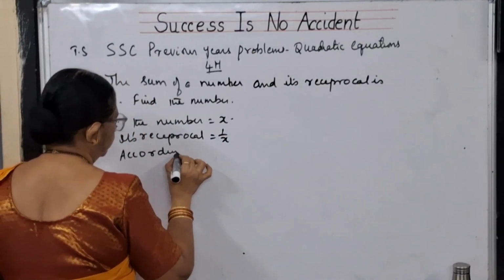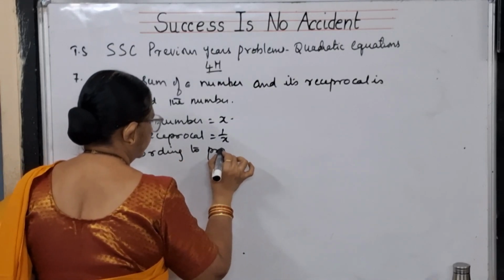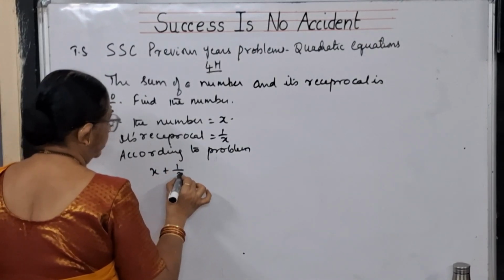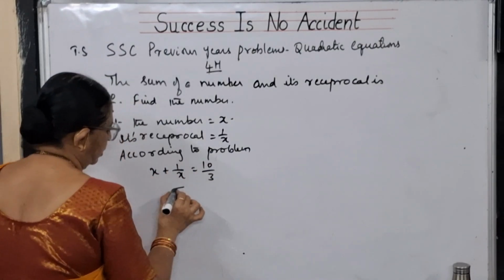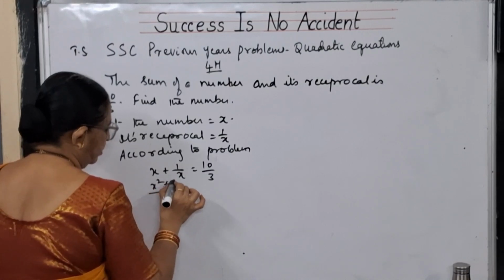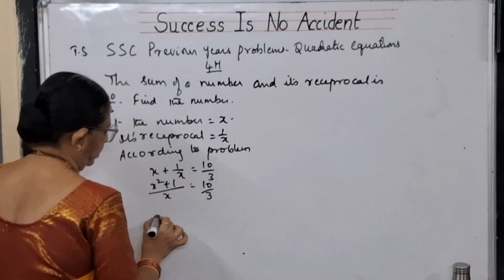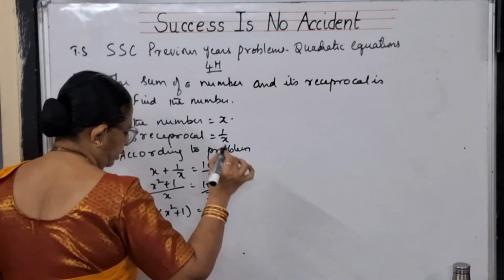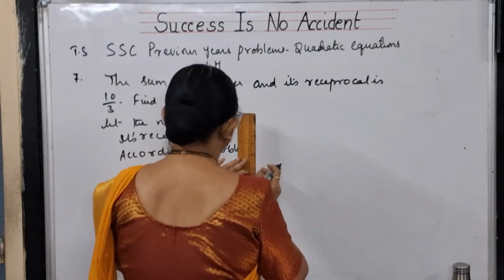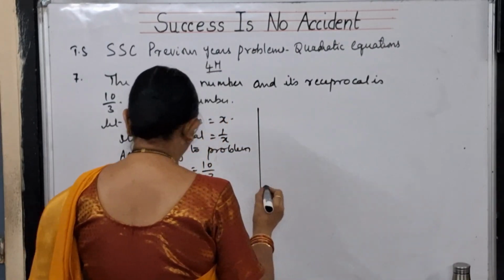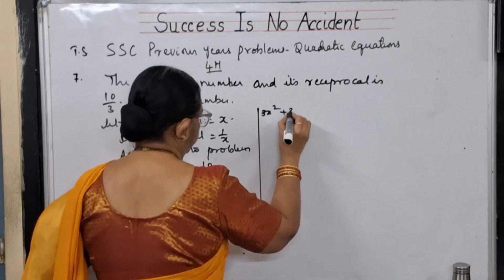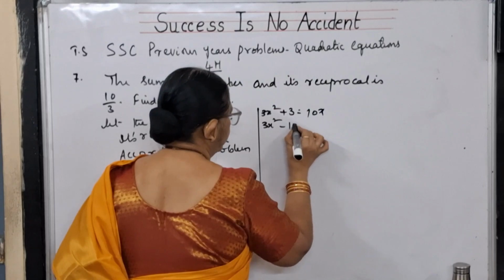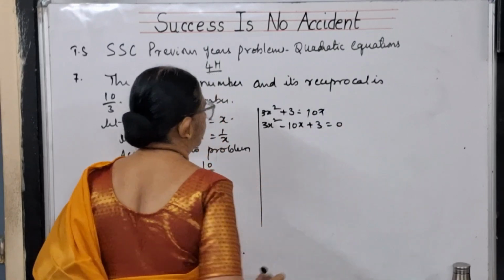According to the problem, what does the problem say? x plus 1 by x is equal to 10 by 3. So take LCM here. x square plus 1 by x is equal to 10 by 3. That means 3 into x square plus 1 is equal to 10x. So you are getting 3x square plus 3 is equal to 10x. That means 3x square minus 10x plus 3 is equal to 0.